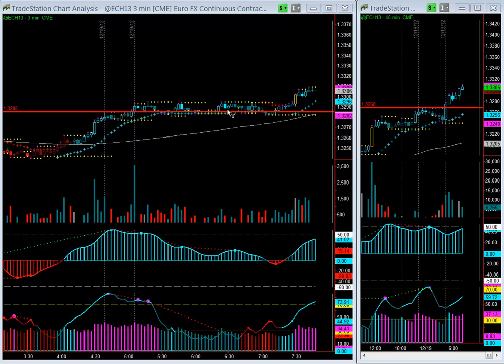Now I think a couple of times it did close one tick under the supply line, but each time it came back, it was doing so on diminishing volume. That's the reason I knew that it would not come to fruition as far as the upthrust on the 45-minute.